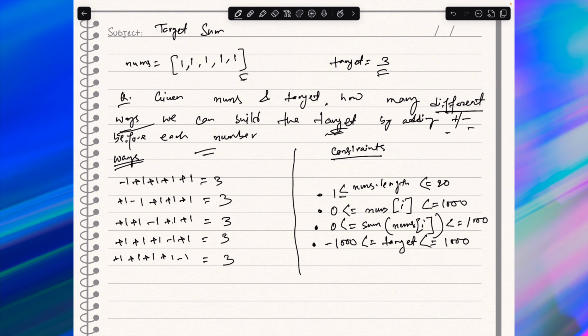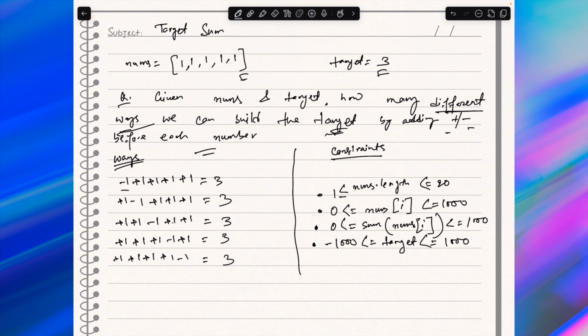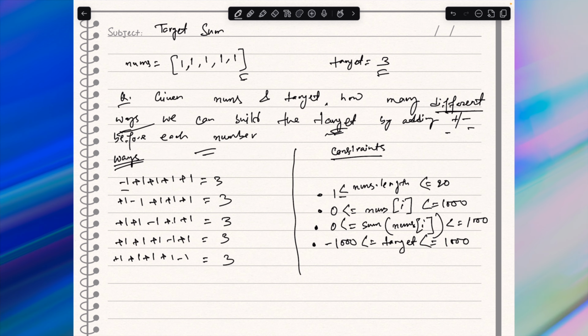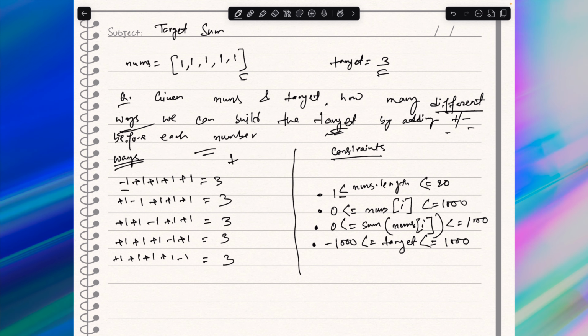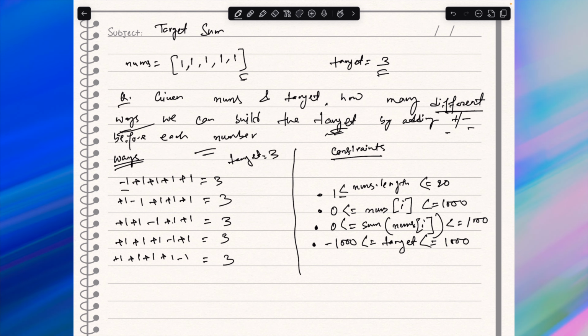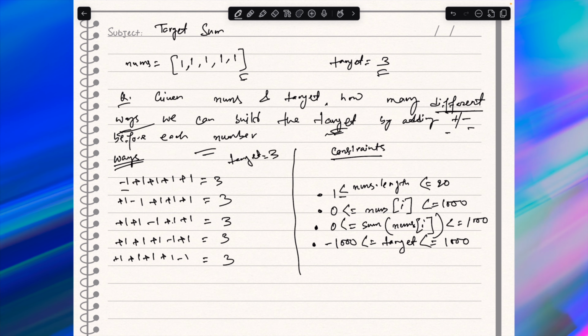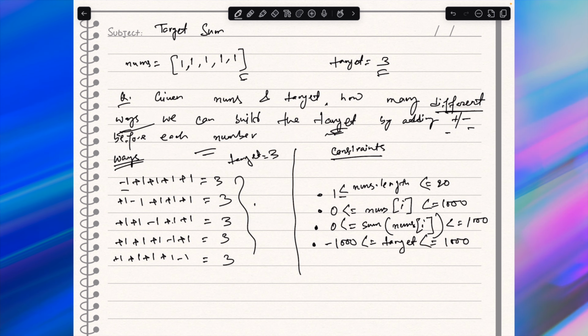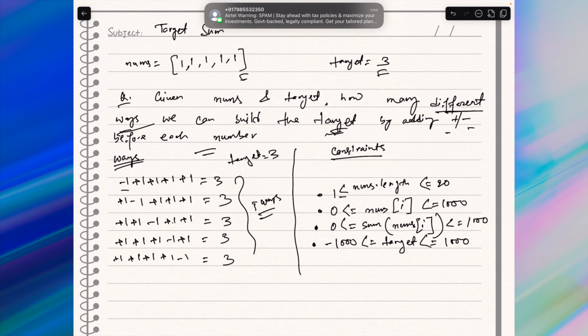So you can see over here, we have added minus one, plus one, plus one, plus one, and the target has been given as 3. So to reach the target we can take 5 ways. Okay, so 5 ways we can take to reach the target.